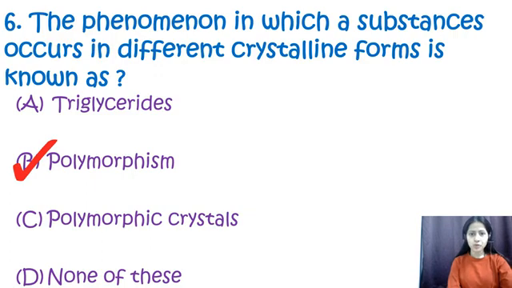Polymorphism is a form of isomerism, and any crystalline material can exhibit this phenomenon. For example, allotropy refers to the polymorphism of chemical elements. So the correct answer is option B, that is polymorphism.